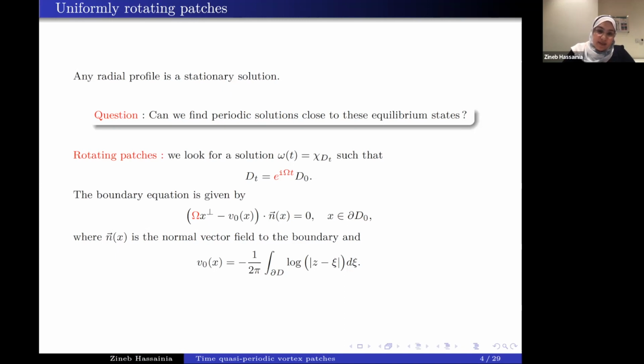So inserting this ansatz into the previous vortex patch equation, we find this time-independent equation, which simply says that the relative velocity on the patch boundary is tangential to the boundary. Now, do we have non-trivial, in the sense of non-radial, solutions? The answer is yes.